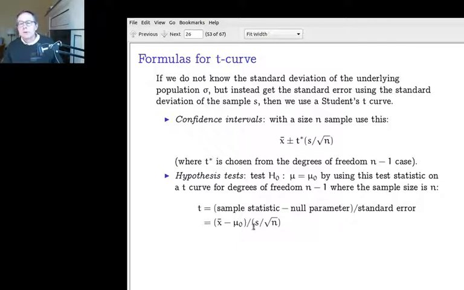I need to do the same thing with the S over square root of n. Same thing that we always do, only with S over square root of n. So the confidence interval we just did, the hypothesis test we're just about to do.